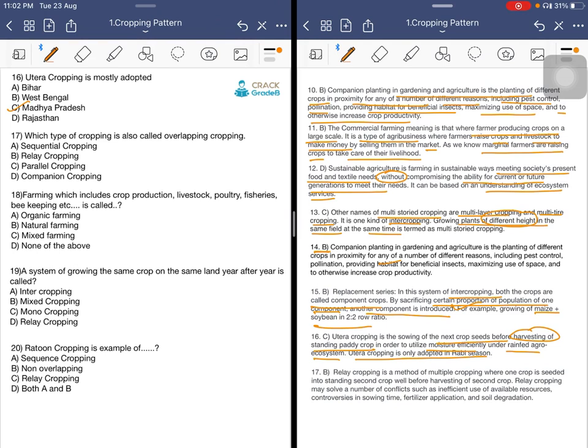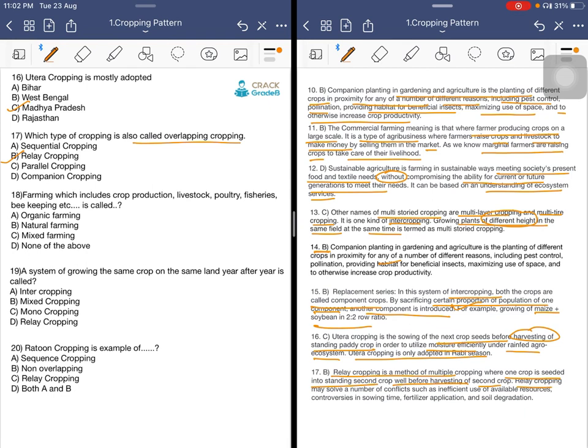Next, which type of cropping is also called overlapping cropping? Okay, the answer will be B, that is relay cropping. First of all, what is overlapping cropping? It is also called relay cropping, a type of multiple cropping where one crop is seeded into a standing second crop well before harvesting of the second crop. That is relay cropping.